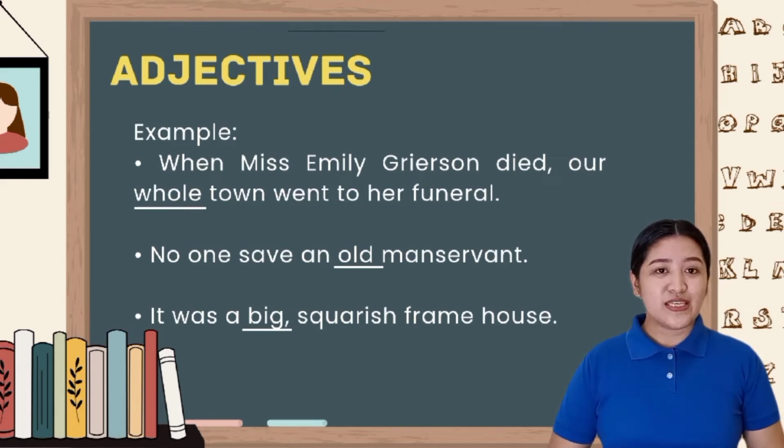Next example is: it was a big squarish frame house. The adjective here is big, which modifies the noun house, the squarish frame house. Adjectives are words that describe the qualities or state of being of nouns, like enormous, dog-like, silly, yellow, fun, and fast. They can also describe the quantity of nouns, like how many, or many, few, or millions.